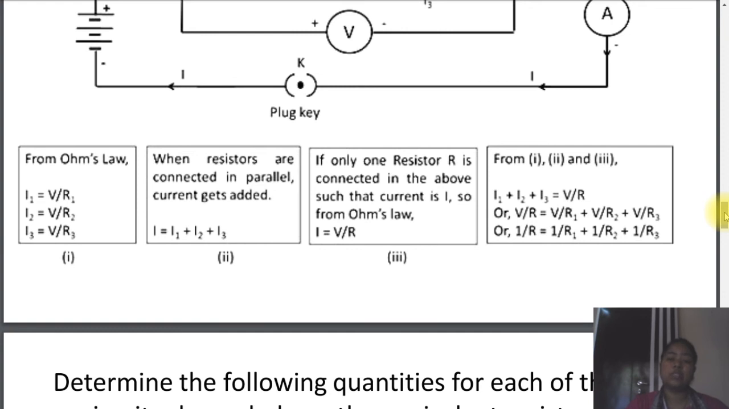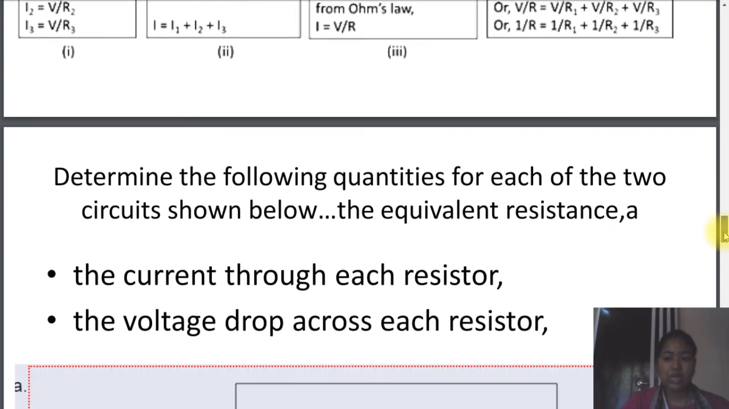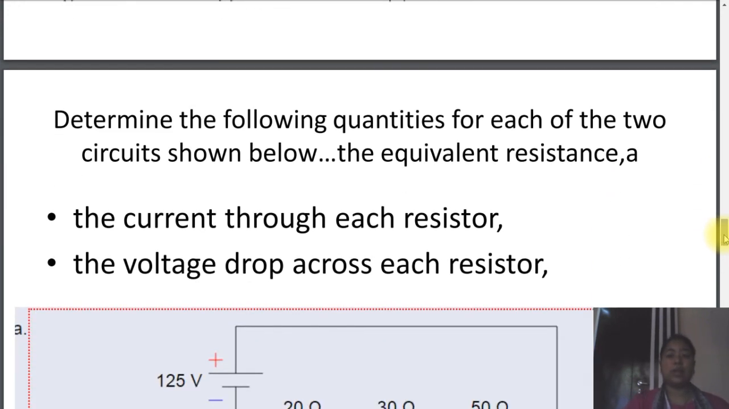Now we will see one example related to the parallel and series combination. We have a number of examples related to series and parallel combinations, and many more examples in your NCERT books. So after solving this numerical, you should go through the NCERT book for more practice related to series and parallel combinations of resistors.